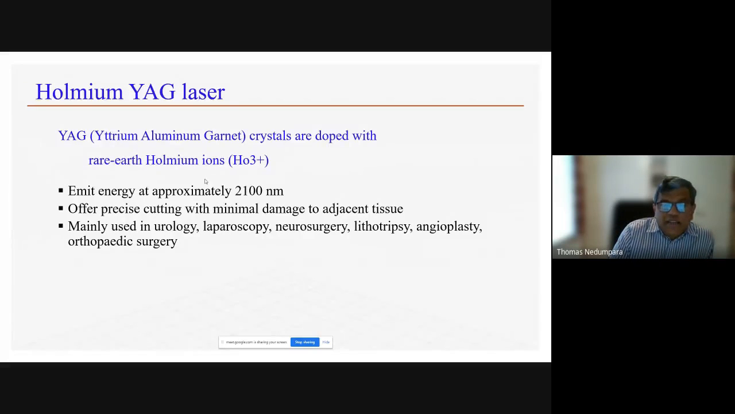In holmium laser, instead of neodymium, rare earth holmium ions are used. It emits energy at 2100 nanometer wavelength. It offers precise cutting with minimal damage to the adjacent tissue. So it has a wide range of applications: urology, laparoscopy, neurosurgery, stone cutting, angioplasty, and orthopedic surgery.